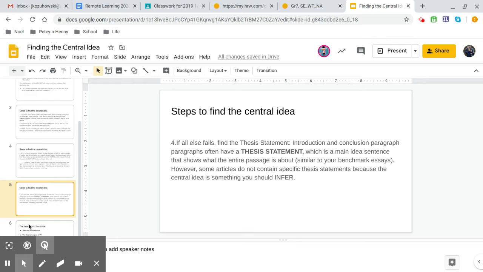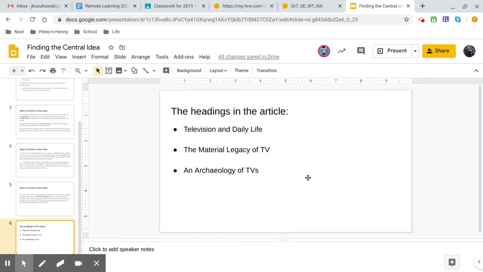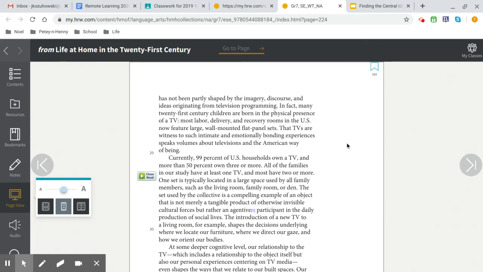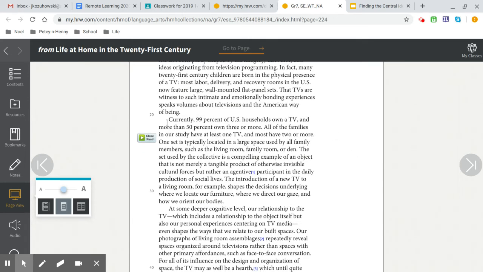So, with that being said, there are three headings in the article. One is Television and Daily Life. One is The Material Legacy of TV. And the other is called An Archaeology of TVs. So you can go back in the text and look at any of the sections and try to determine what the central idea is. Just look at one. I'm going to do a sample with you. All right, so this is page 222, lines 21 to 32.